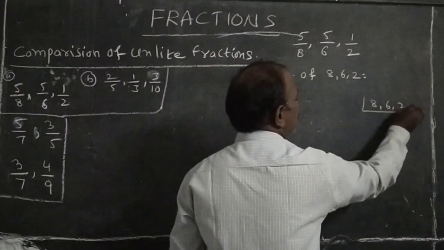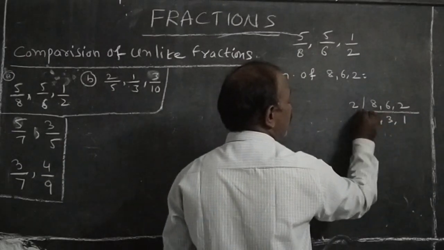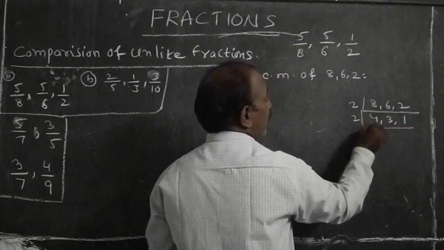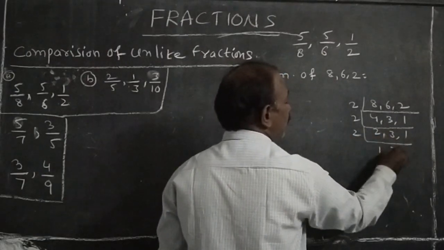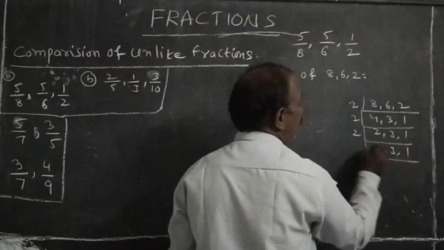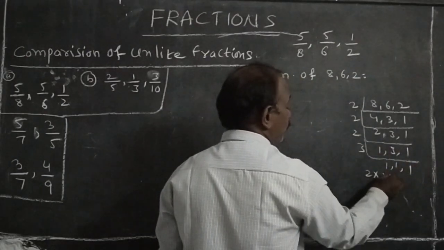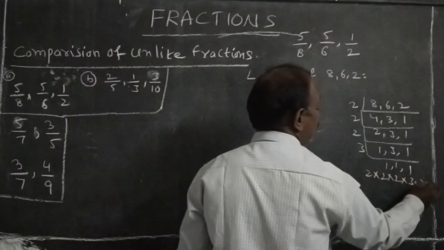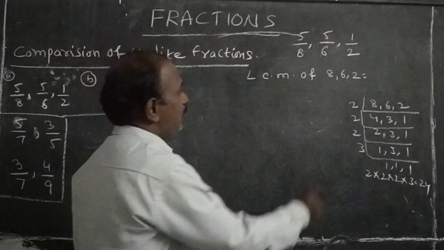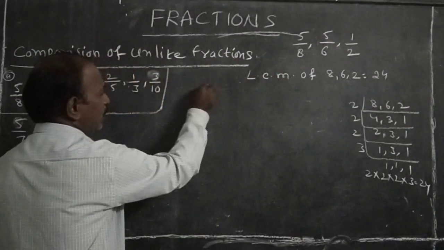Division method: 8, 6, 2. In the 2 table, 2 fours are 8, 2 threes are 6, 2 ones are 2. Again 2 table: 2 twos are 4, 3, 1. 2 ones are 2, 3, 1. 3 ones are 3, 1, 1. So 2 into 2 into 2 into 3. 2 twos are 4, 4 twos are 8, 8 threes are 24. The LCM is 24. First fraction, what is the first fraction?